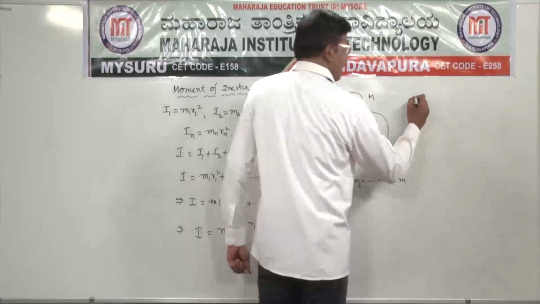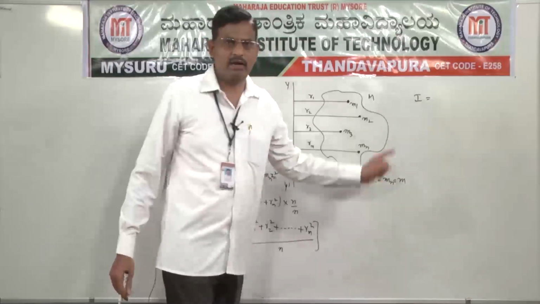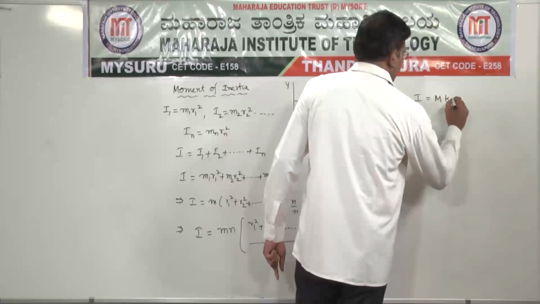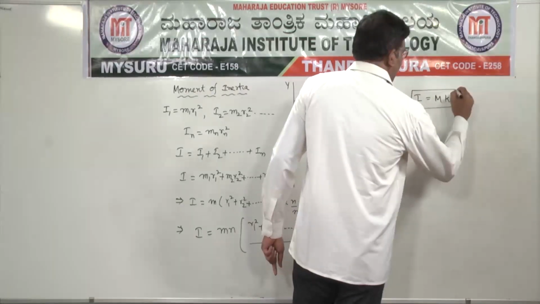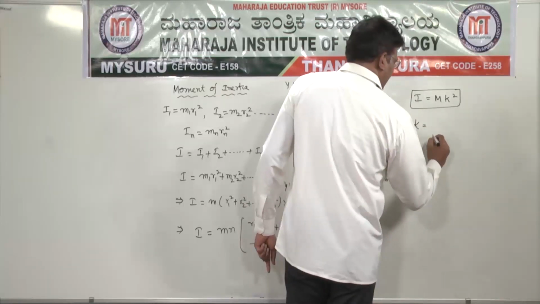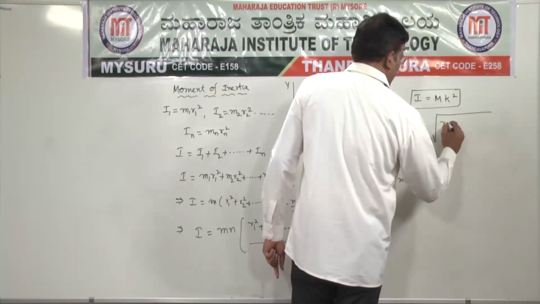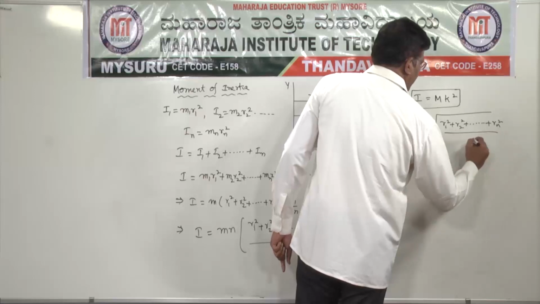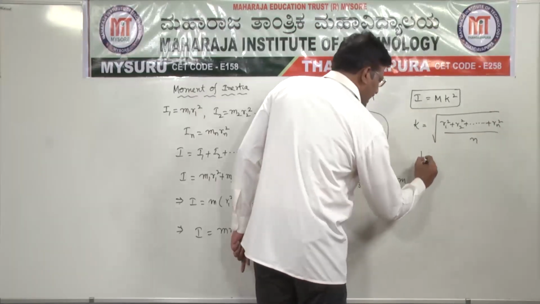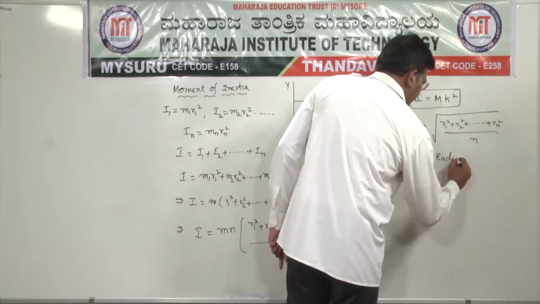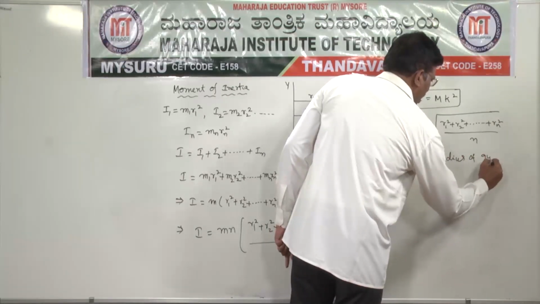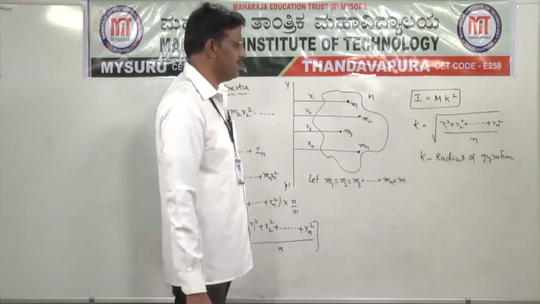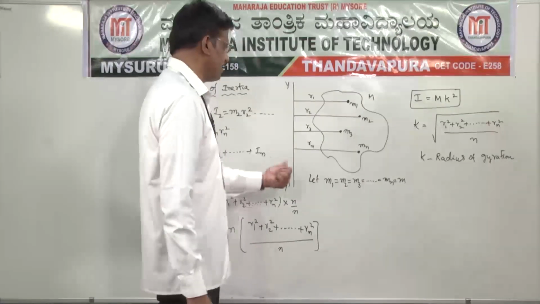So we can write I is equal to, where I is the moment of inertia of the rigid body, I is equal to capital M into k square, where k is called the radius of gyration, and k square can be written as r1 square plus r2 square and so on plus rn square divided by n. K is the radius of gyration, or it is also called the effective distance of the center of mass of the rigid body from the axis of rotation.